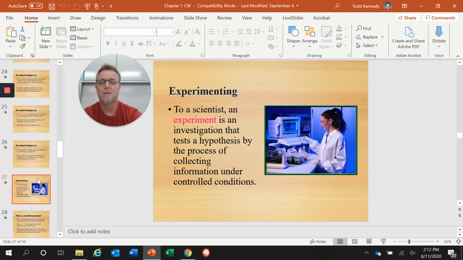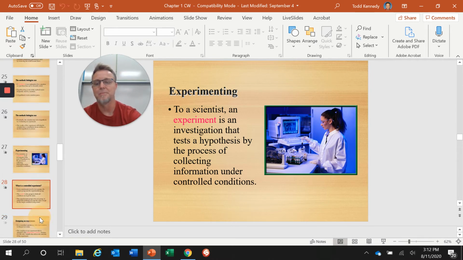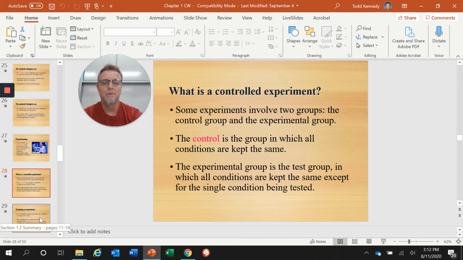Controlled experiments are experiments that have two groups associated with them. One group is called the control group, and the other group, the experimental group. The control group is the group where all of the conditions in the test that's run on this group are kept the same. So basically, this becomes our benchmark or our baseline for us to use as a point of comparison as we run tests on our second group, the experimental group.